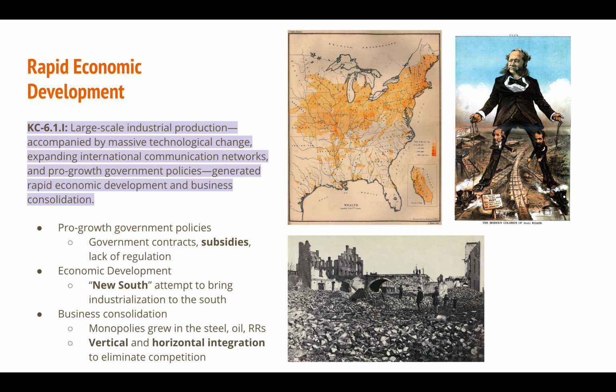Business consolidation means that companies are getting larger and they are buying up competitors, making monopolies. So in the steel and the oil industry, in the railroad industry, we see more monopolies, and they're able to consolidate through what is called vertical and horizontal integration. With vertical integration, they are able to control every step of the process of making one product, and with horizontal integration, they are able to control the entire market share for one product or one type of industry by buying up other competitors.